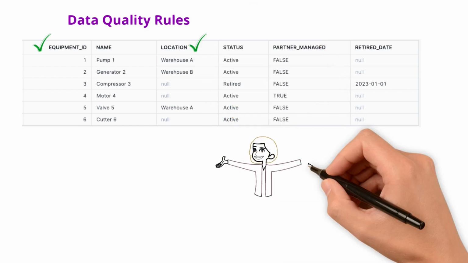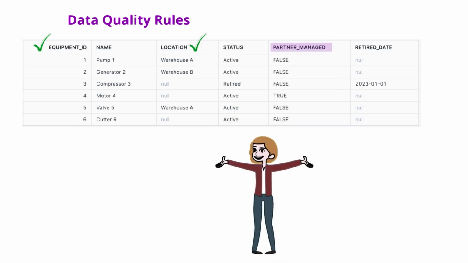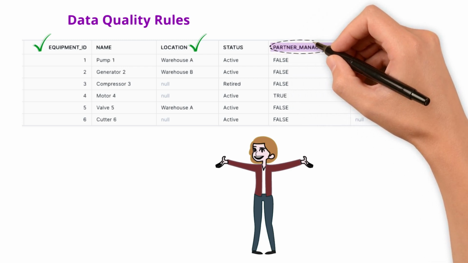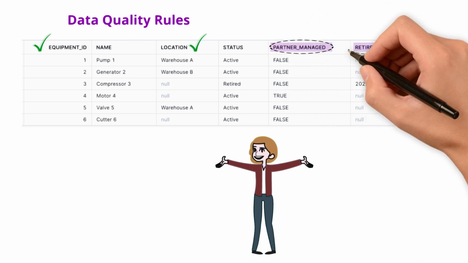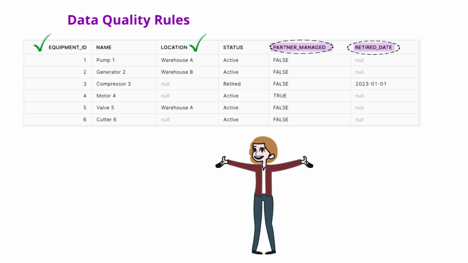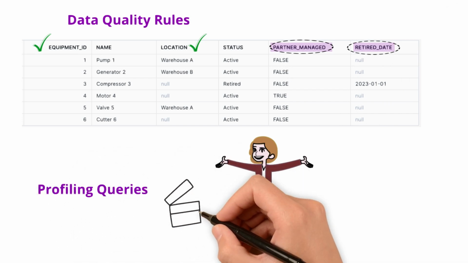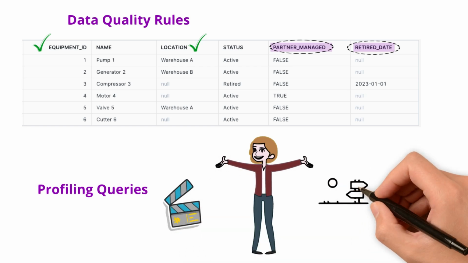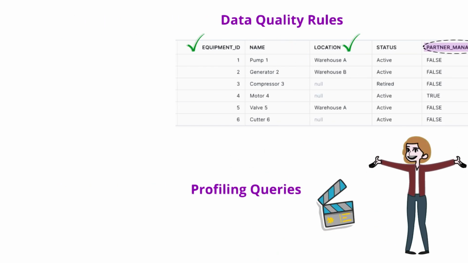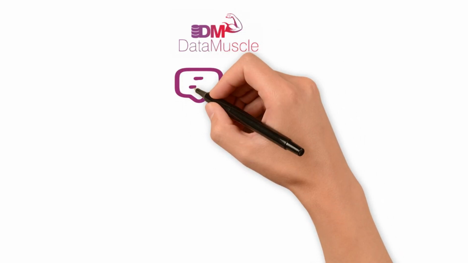Now it's your turn. Try creating DQ rules for the remaining columns, partner managed and retired date, using the steps we discussed. Profiling queries for these columns were already covered in the previous video, so feel free to refer to it for guidance.